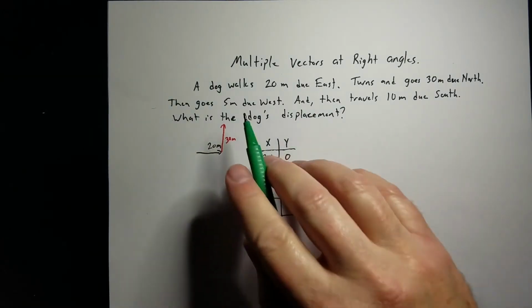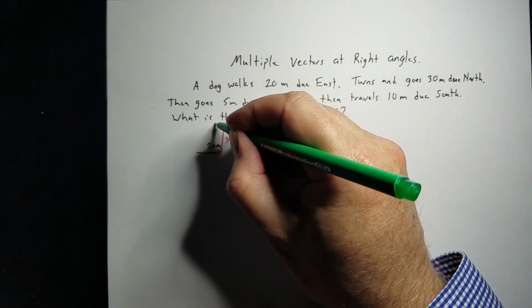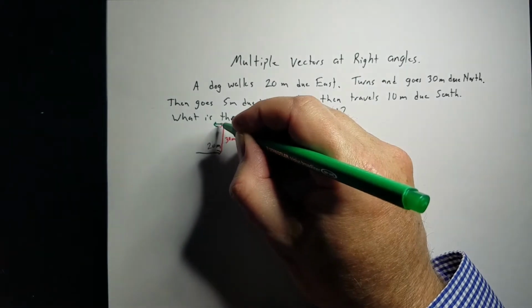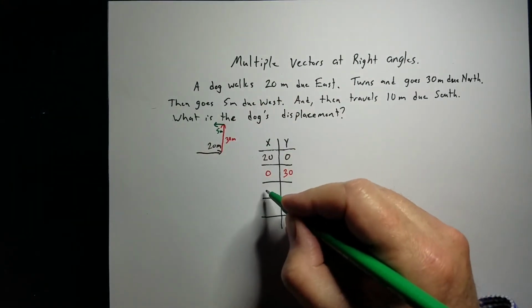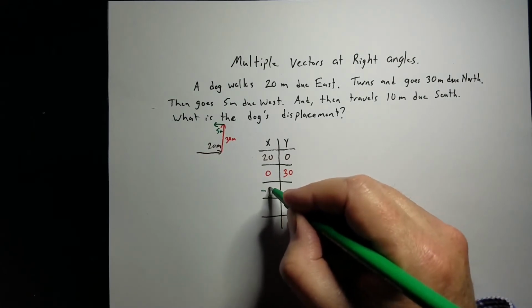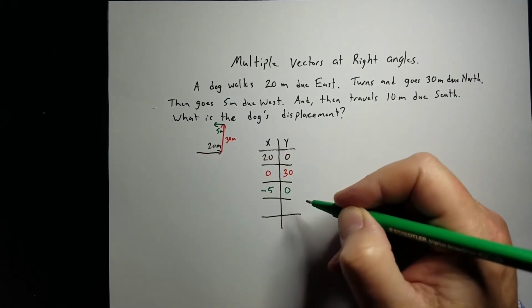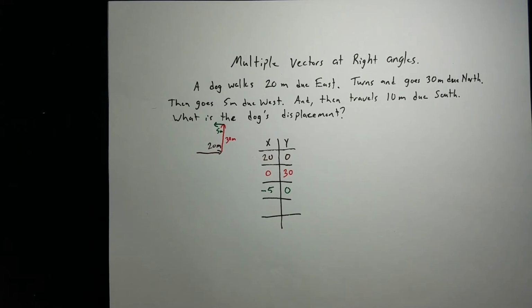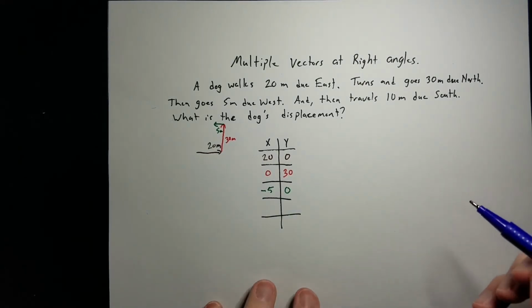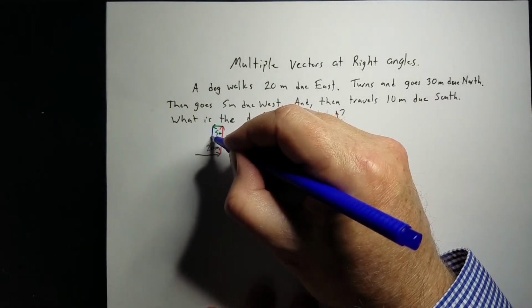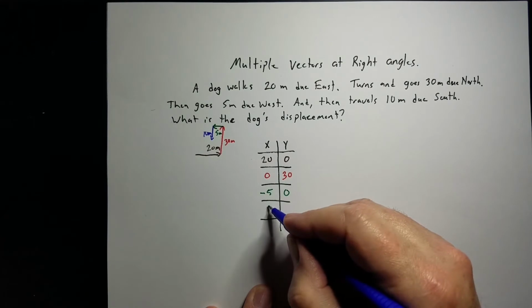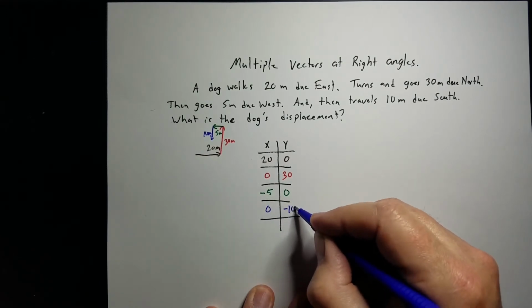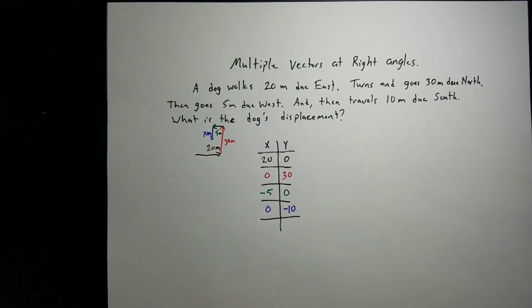So we go 5 west. Again, that's all in the x, but that's going back the other way, so that's going to be minus 5, and nothing in the y. And then we're finishing out with 10 due south. So nothing in the x, and south would be negative 10.